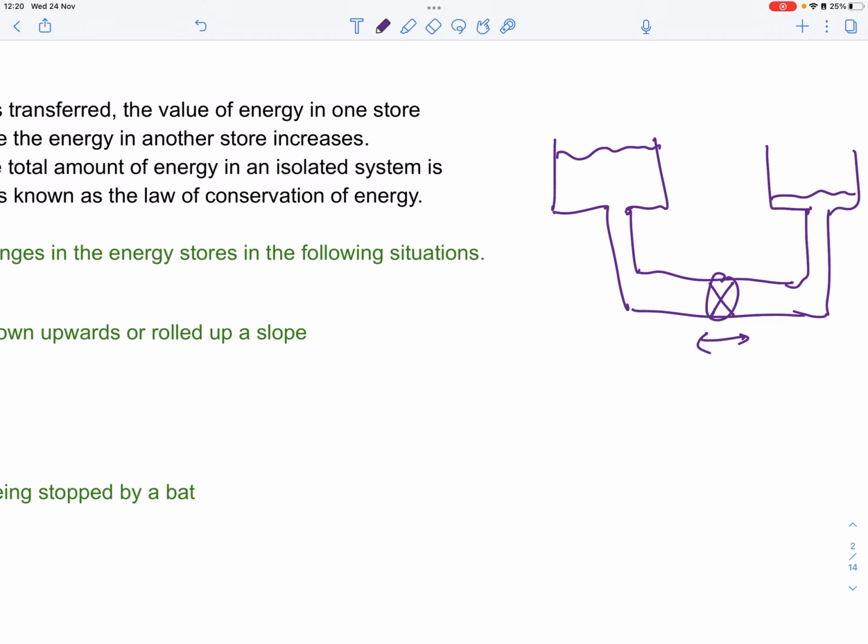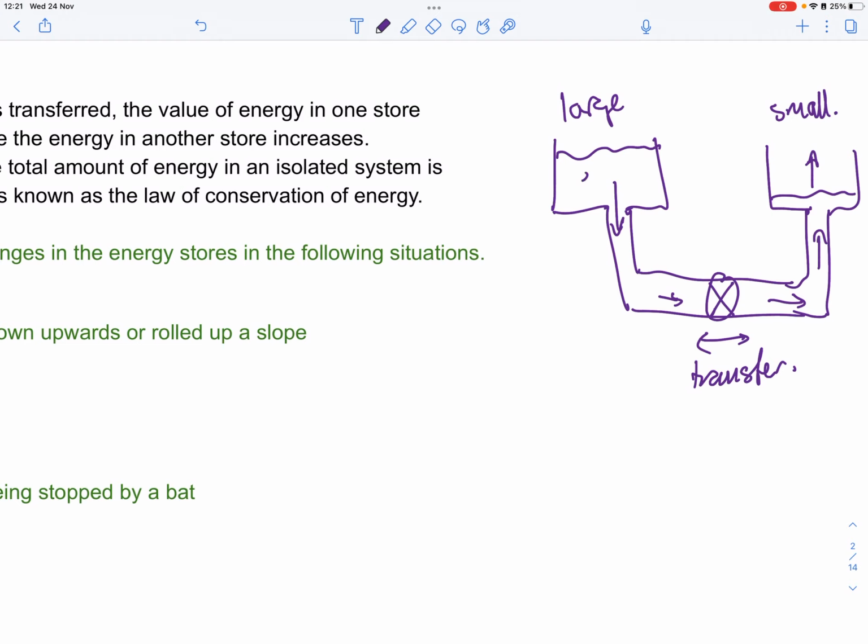This is a large store of energy, or large store of water, and this is a smaller store of energy. The pump represents the transfer of energy. So if you turn the pump on, some of the water will flow down here and along this pipe, and then up into this one. The volume of water in this second reservoir will increase, and the volume of water in the first reservoir will decrease. But in total, the same amount of water is there.